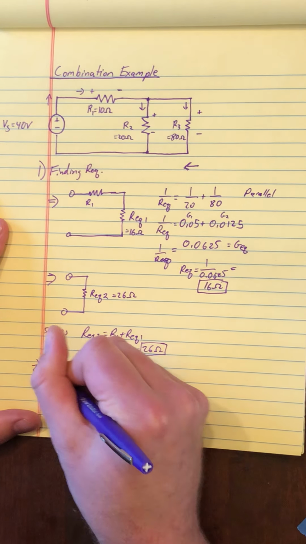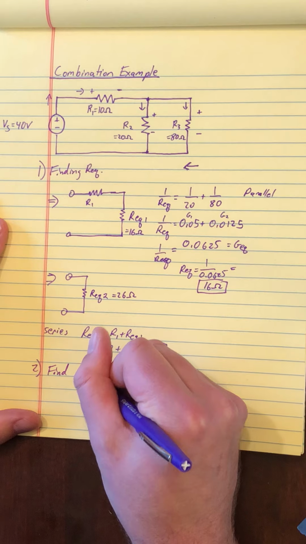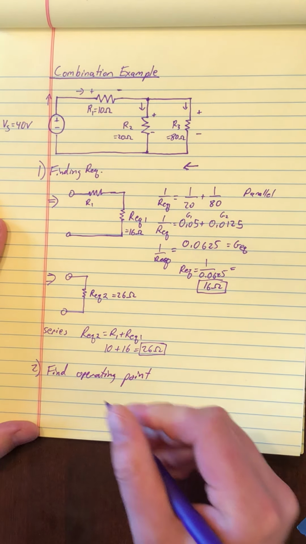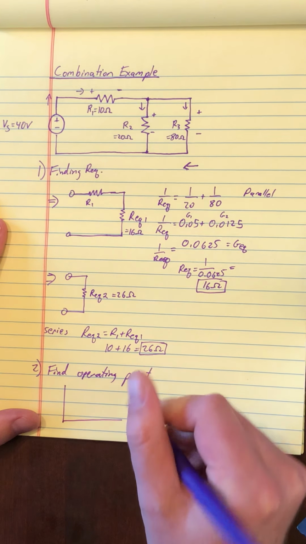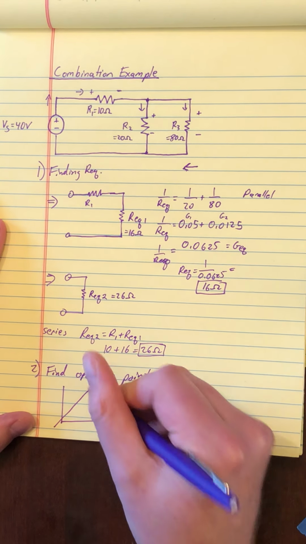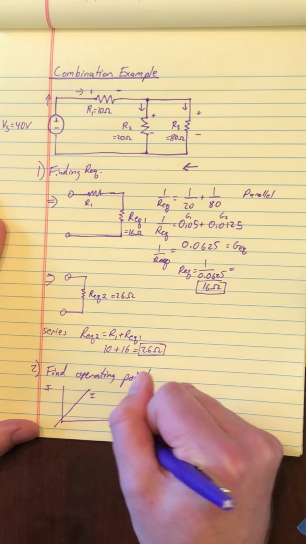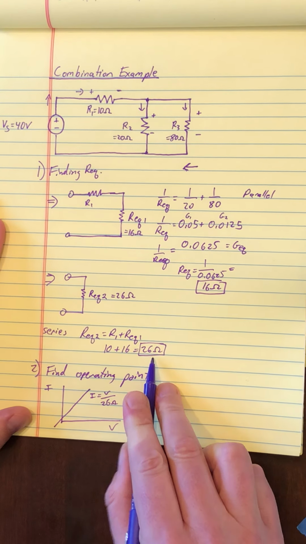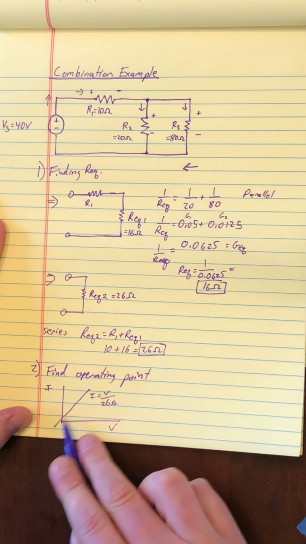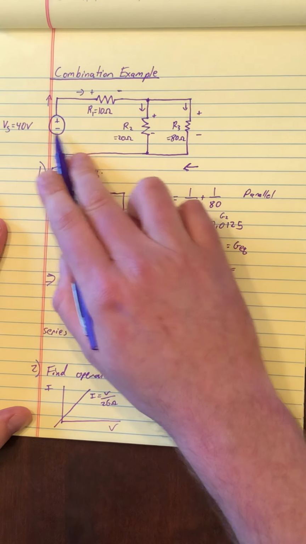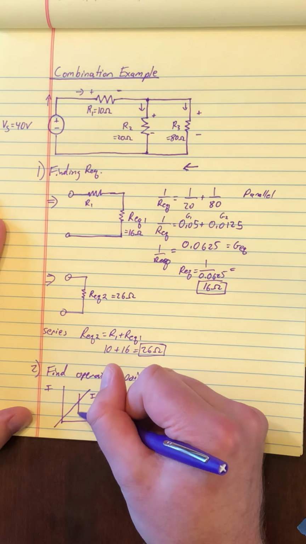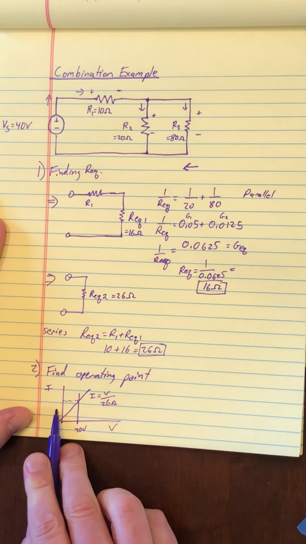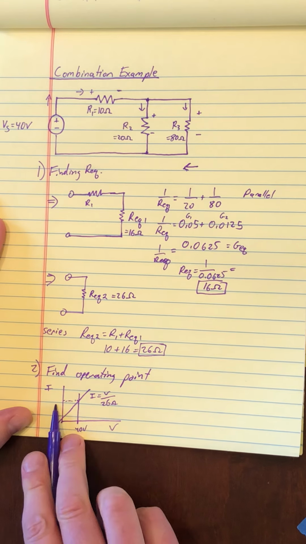Part 2, finding our operating point. So just like we did before, we're looking at this IV characteristic now that has the relationship I is V over 26 ohms, because that was our equivalent resistance. In this case, we're given a source voltage that's 40 volts. And so the intersection here with 40 volts will give us our source current. And that'll be our operating point, 40 volts and whatever that current is.